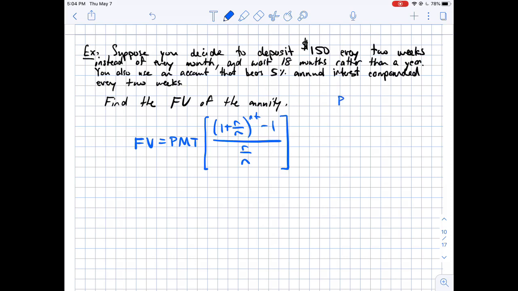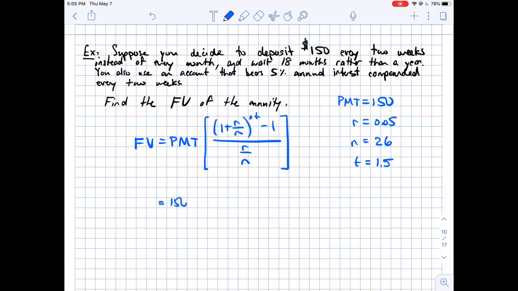So for this one, we have our payment amount is $150. We have our interest rate is 5% annually. It is compounded every 2 weeks, so that's going to be 26 compound periods per year. And the time T in years, 18 months, is going to translate to 1.5 years. Okay? So if we plug everything in, what do we end up with?